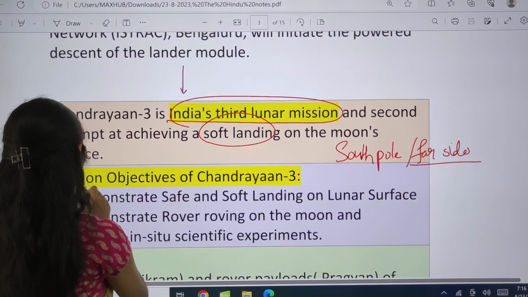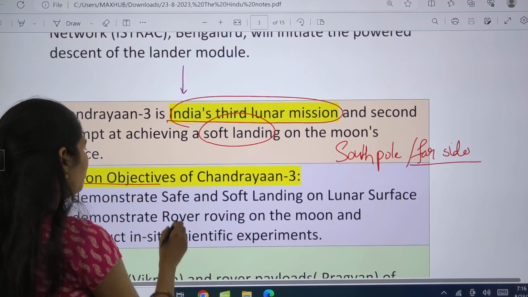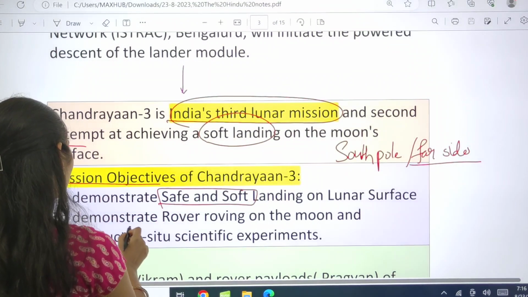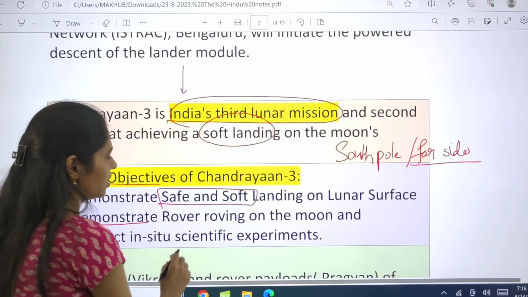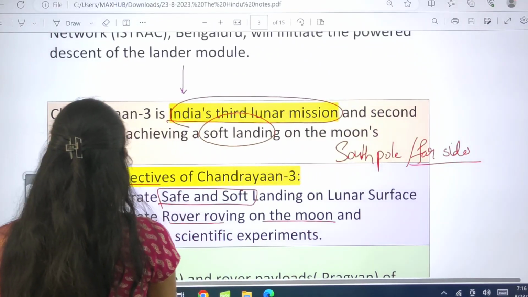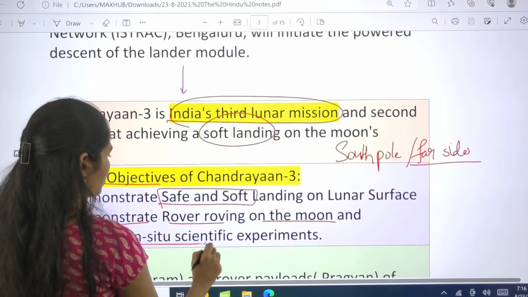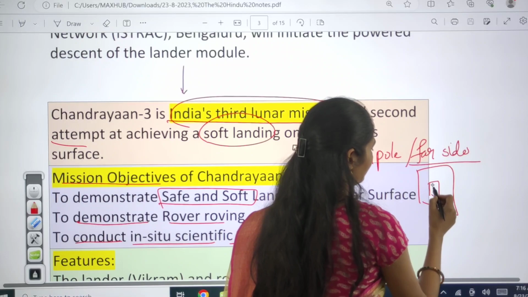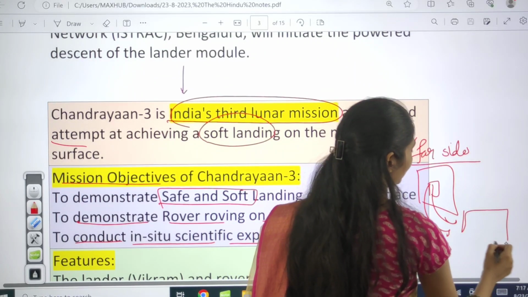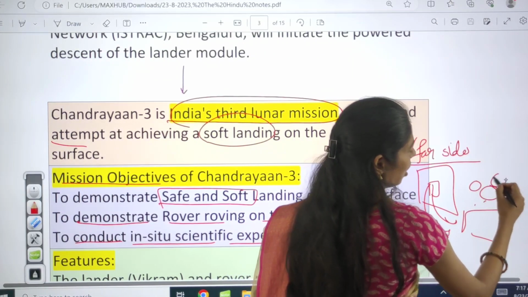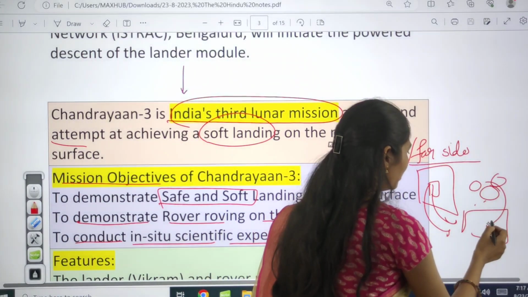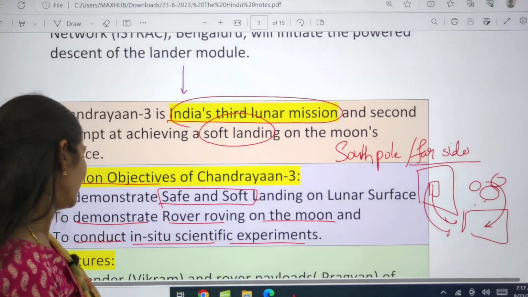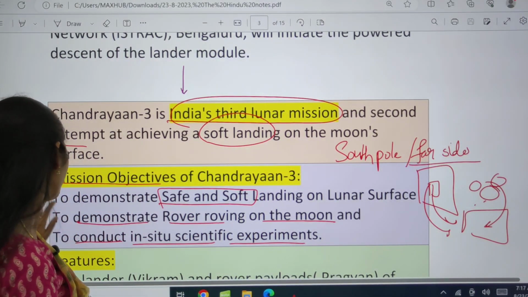And if you're talking about the objectives of this mission, we are focusing on a safe and soft landing on the surface of the moon. Next, we are focusing on demonstrating a rover on the moon and conducting in situ scientific experiments. From this lander, the rover will come out, right? And this rover will collect samples on the lunar surface and do research there itself. That is, scientific experiments will be done on site. So these are some important objectives.